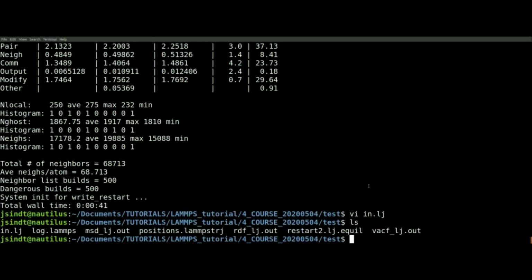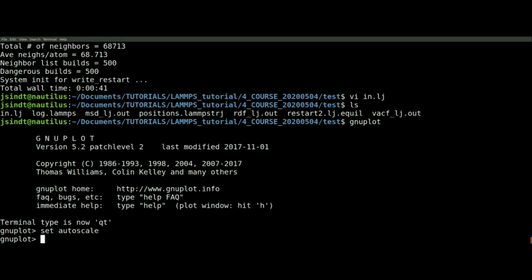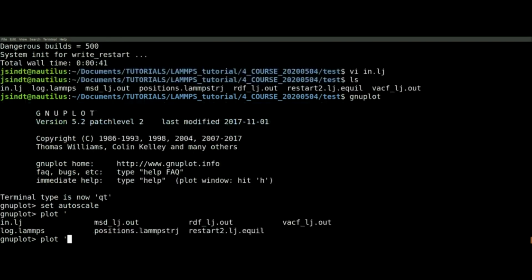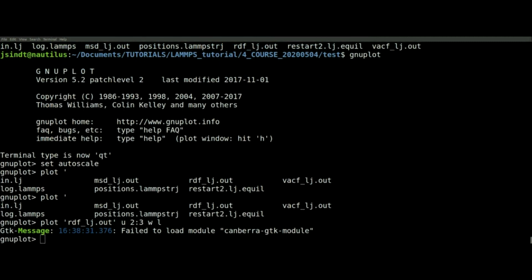And if we want to look at them, I'm using GNU plot because everyone loves GNU plot, or I do anyways. I'm going to start with the radial distribution function. There we go. We get our radial distribution function. Well, you guys can't see it. Sorry, this is terrible on my part. Pause.